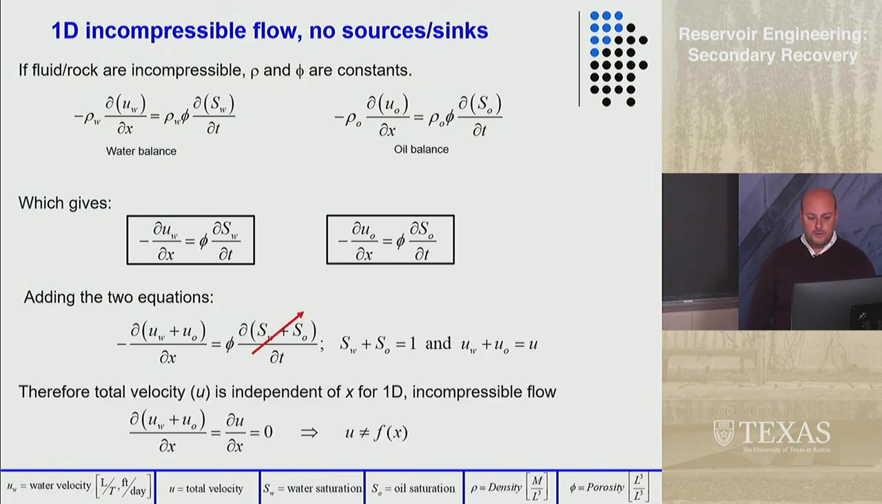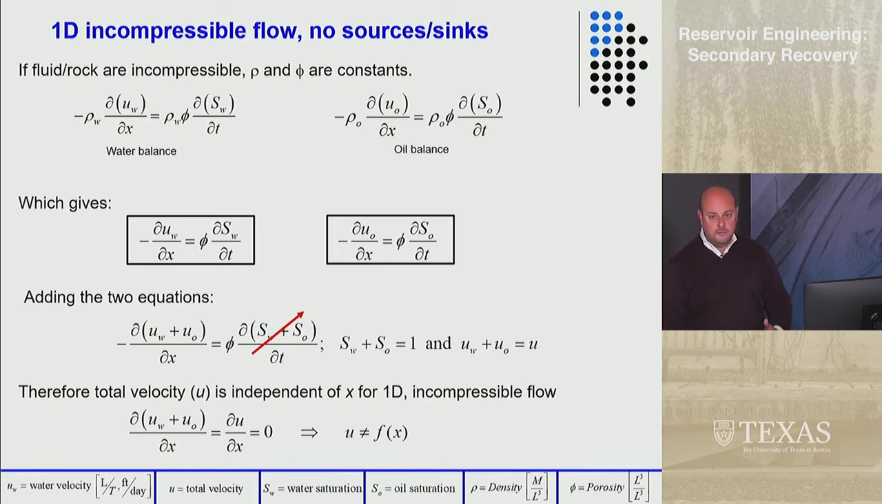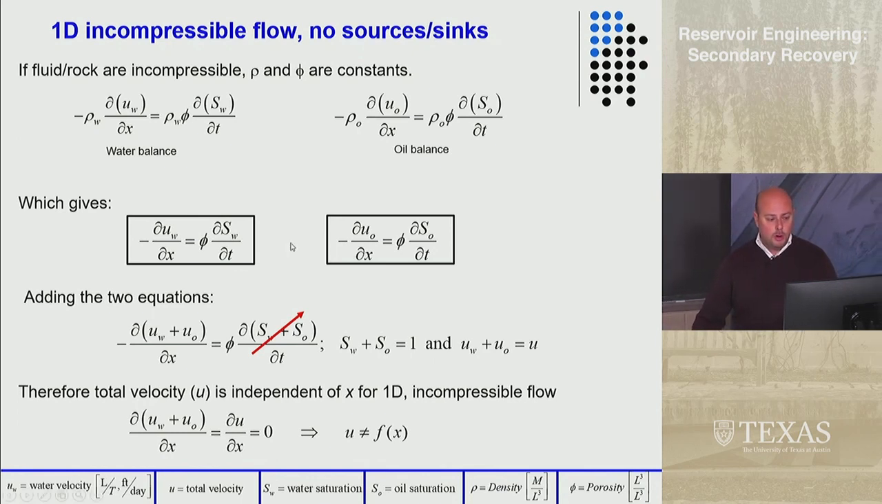So that's what I said over there, that dU/dx is equal to 0, or U is not a function of x. The total velocity is the same at x equal to 0, as x equal to 0.5, as x equal to 1 at the end, or x equal to L. Okay, so now that we've got that, we're going to take our water balance here, minus dUW/dx is equal to phi dSW/dt, and see what we can do with it.